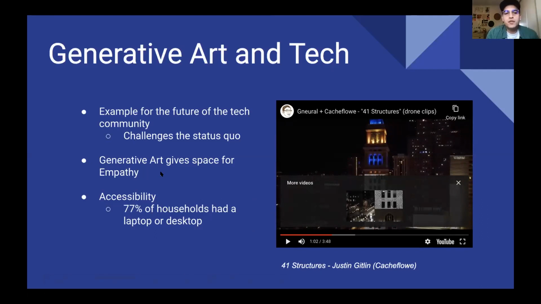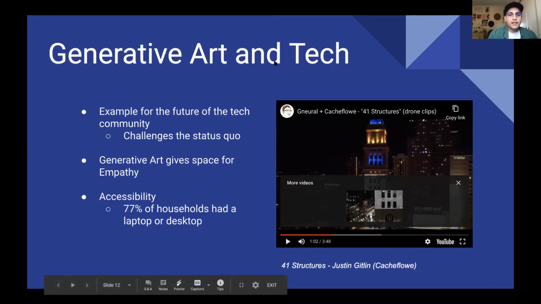Generative art gives space for empathy. It allows you to immediately look at a piece and try to feel what that other artist or programmer was feeling at that moment, kind of allowing you to create space for future projects. Like, how will this make someone feel if I were to do it this way? If I were to just make a long for loop that has no optimization, will this be good for the team or the people that I'm working with?